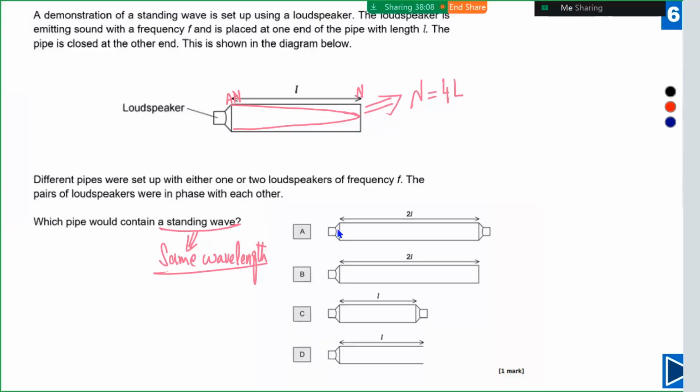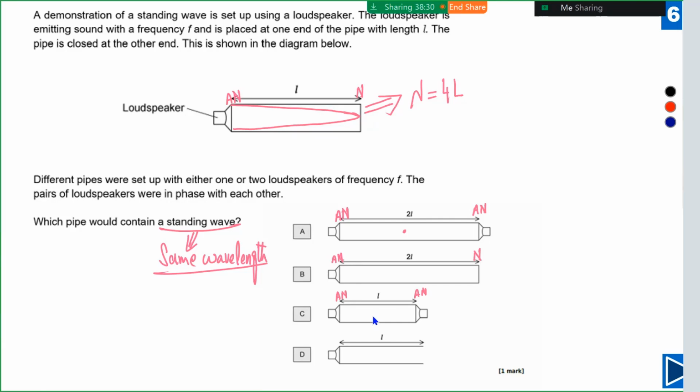So in this case, this is the speaker. So here we will have an antinode and here also will be an antinode. So somewhere here we will have a node. In this case, we will have an antinode because this side is open, the speaker is here. So this side will be a node. And here you will have an antinode and here will be an antinode, open ends, and here will be a node. In this case, we will have an antinode here and we will have an antinode here.